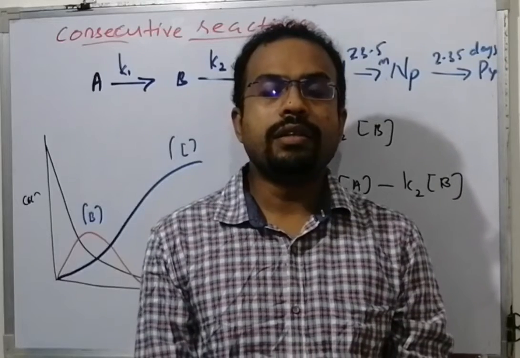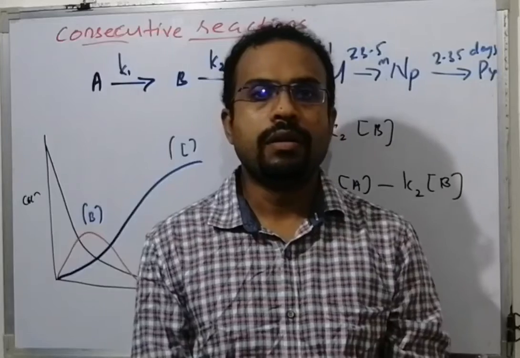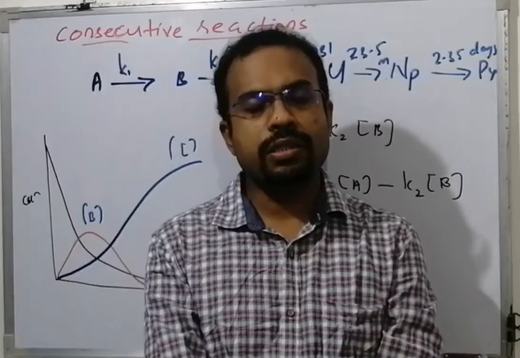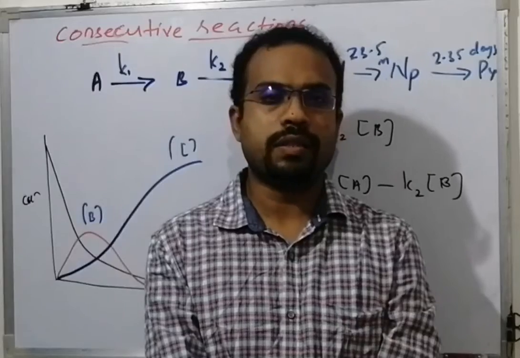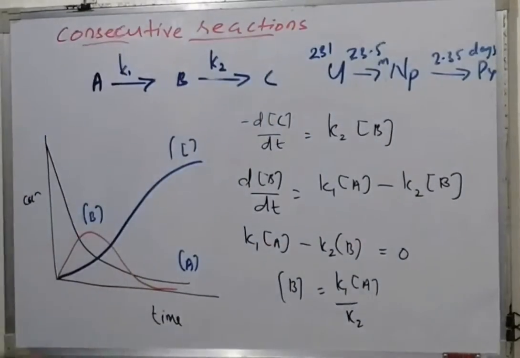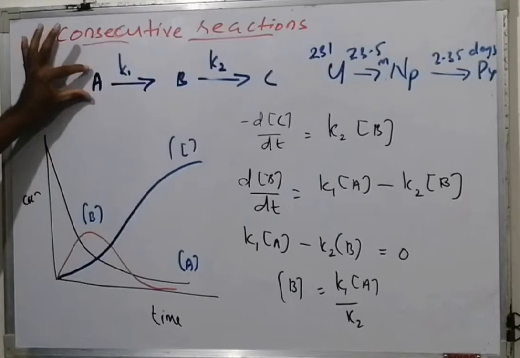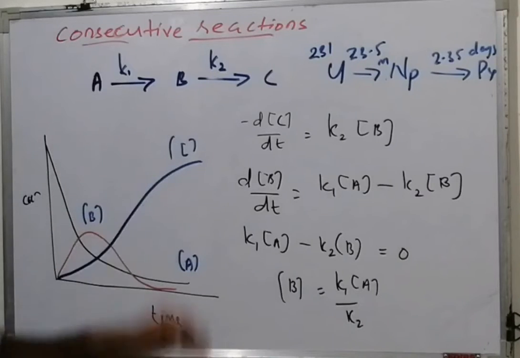Okay, let us introduce what consecutive reactions are. This is a special kind of reaction that happens around us, particularly in nuclear reactions. This is a symbolic representation of a consecutive reaction. Initially you have reactant A only. That A is converted into B, and B is converted into C.